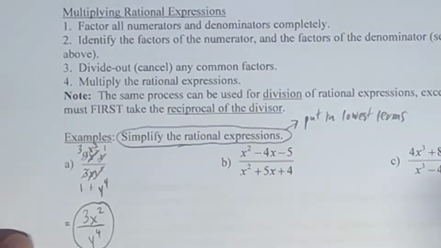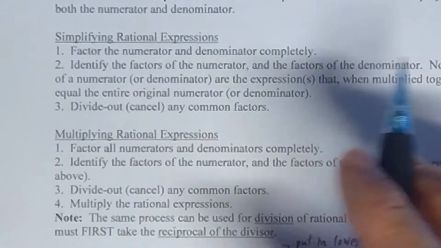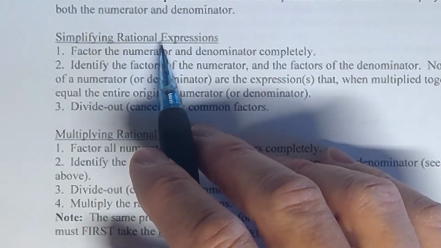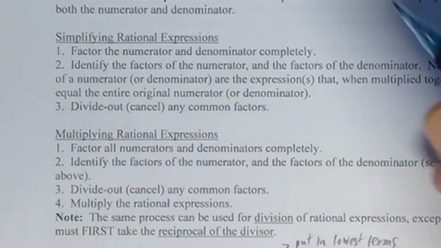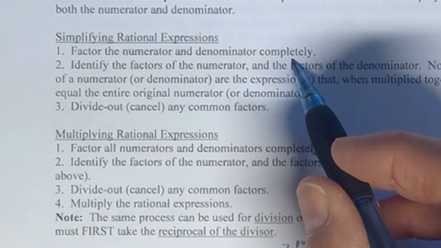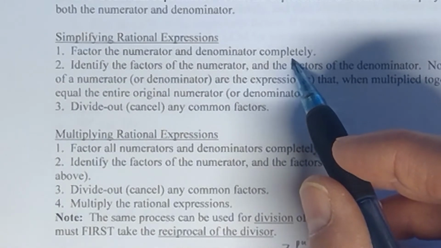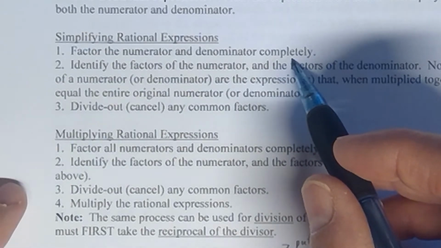Look up here. It says in the directions, simplify rational expressions. Now this first step is not necessary if the top and the bottom are single terms, like we saw in the problem we just did.